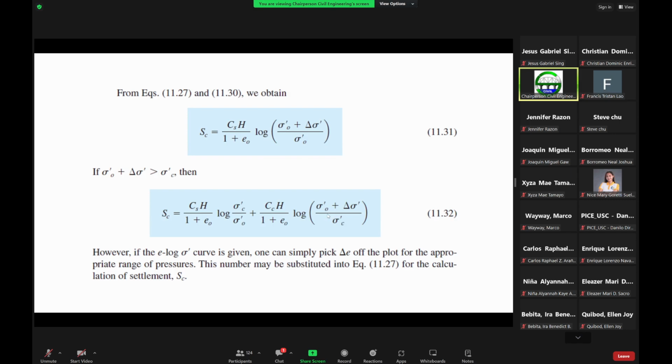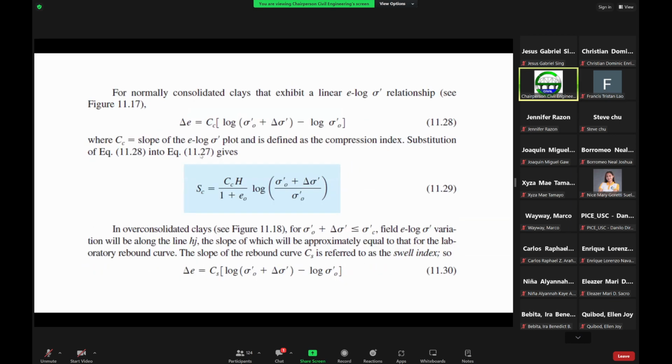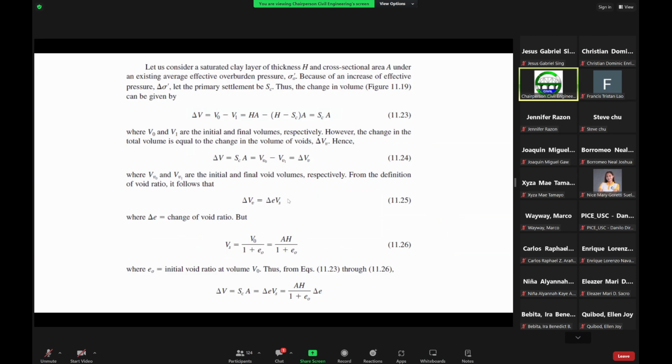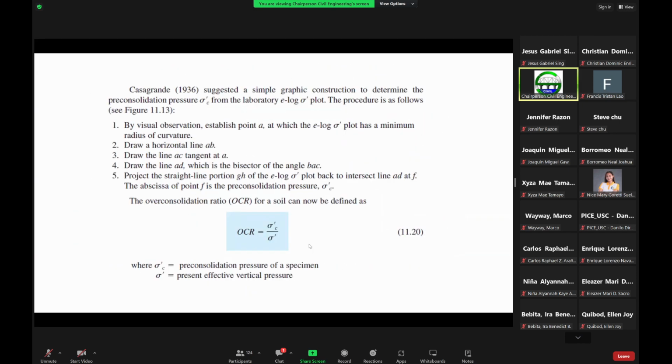So these are now the two formulas: one for an over-consolidated clay, and this is the formula for a normally consolidated clay. Between normally and over-consolidated clay, we can determine them using the OCR, or the over-consolidation ratio.